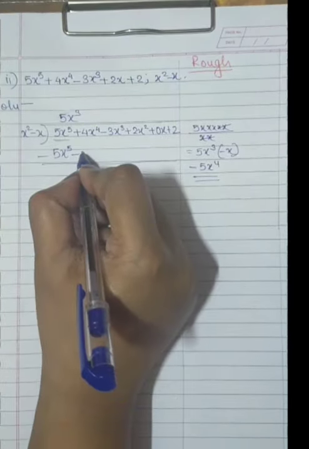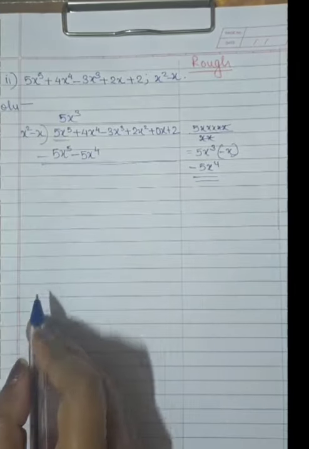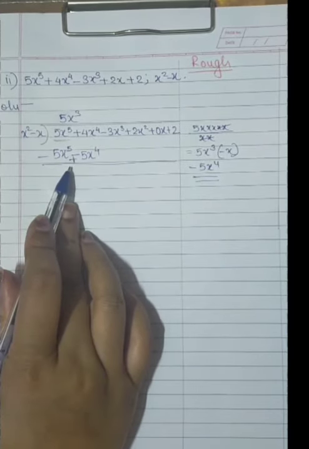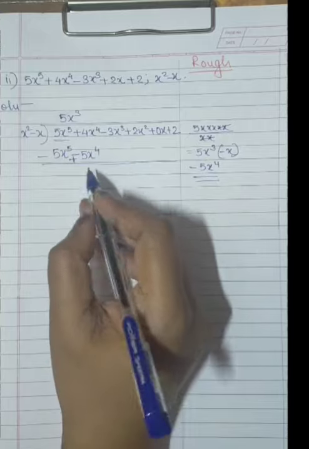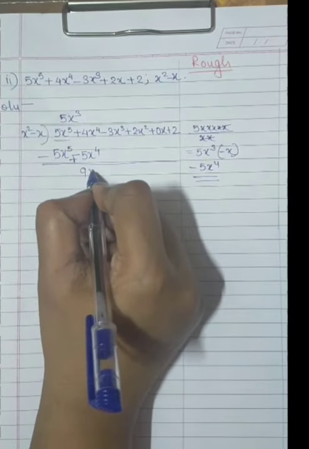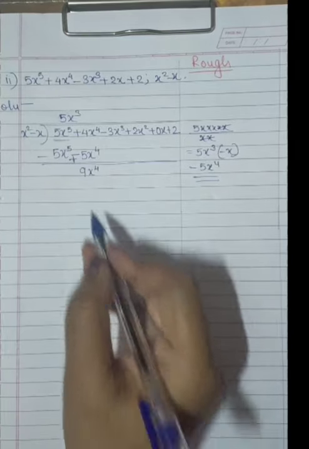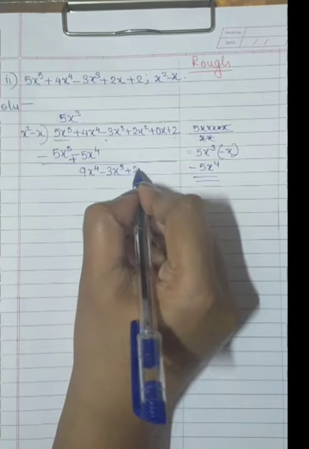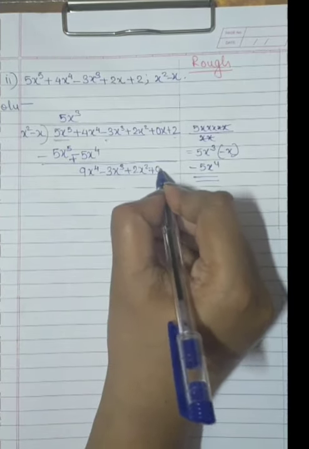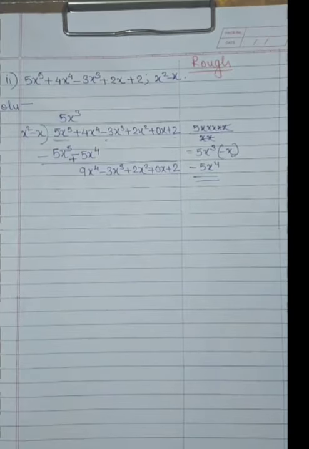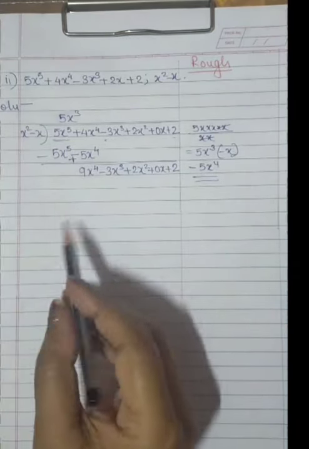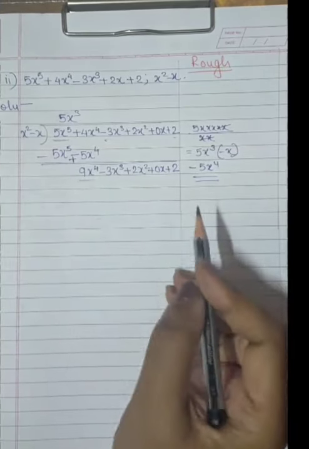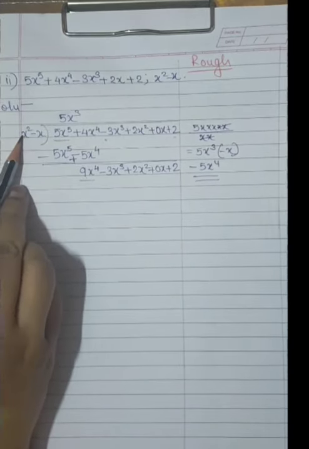We got this. So with this we will write here minus 5x⁴. Here again the sign will change. It will become plus. Now plus plus means 9x⁴, the answer will come. Again the remaining equation as it is we have to write: plus 0x plus 2. Now again the second step, as you can see, we got 9x⁴. So this again we have to divide with x².